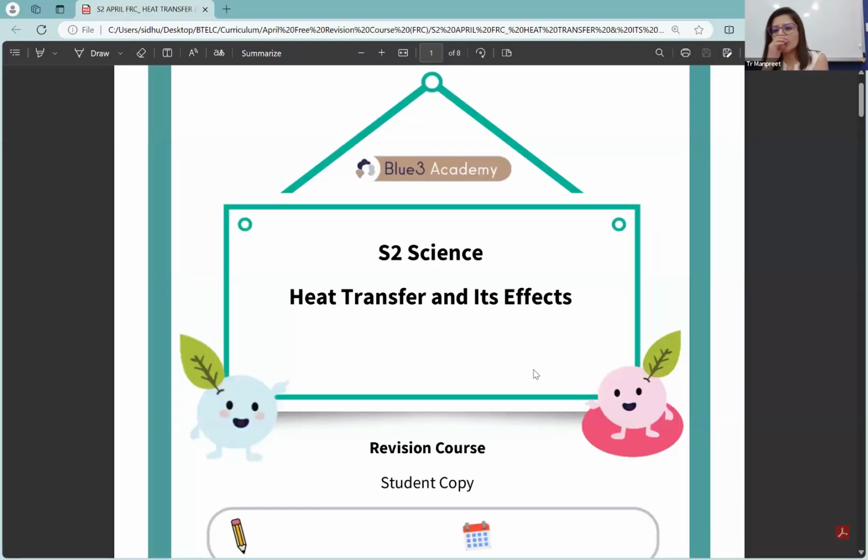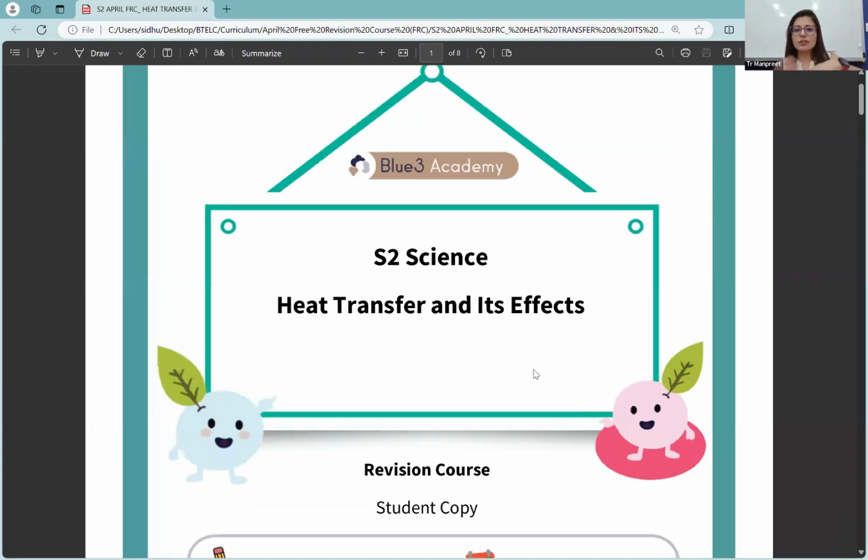Okay, here we go. We have heat transfer. First things first, whenever you think about heat transfer, the first thing that should come to your mind is how heat is transferred. And we know heat is transferred always from the hotter region to the cooler region, never the reverse.